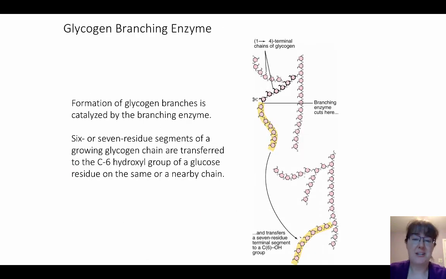Since glycogen has branches, and glycogen synthase doesn't do any branches, we need something that'll be a branching enzyme. So just like we had a debranching enzyme in the breakdown, we now have a branching enzyme in the creation. The branching enzyme is going to take 6 or 7 residue segments of this growing glycogen chain and then transfer them to the C6 hydroxyl group of a glucose residue. So this does basically nothing but make branches. It's going to make branches in really specific sets, so with those 6 or 7 residues of glucose.